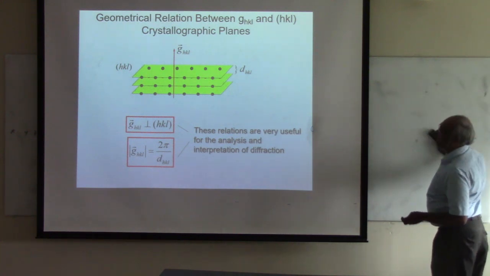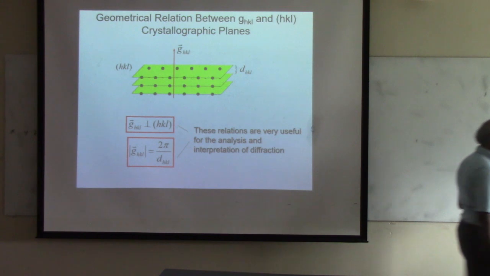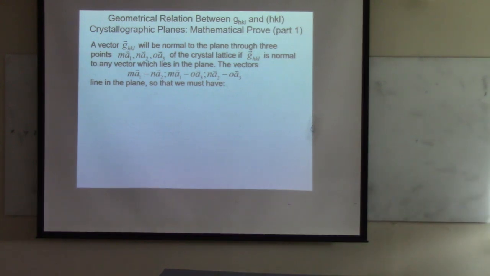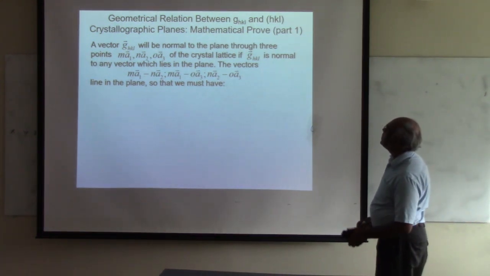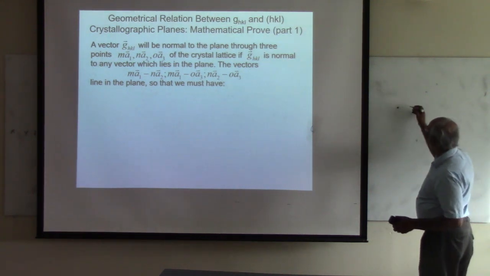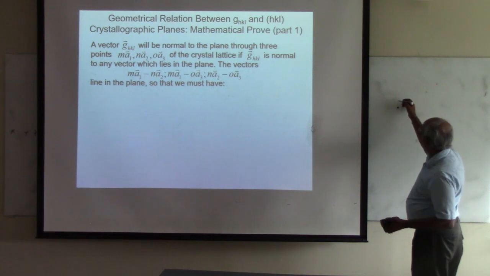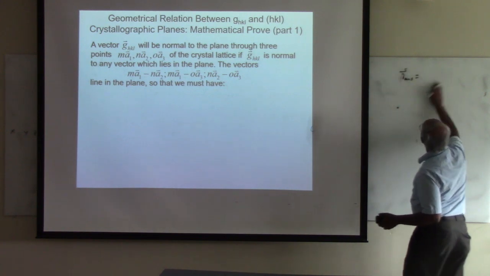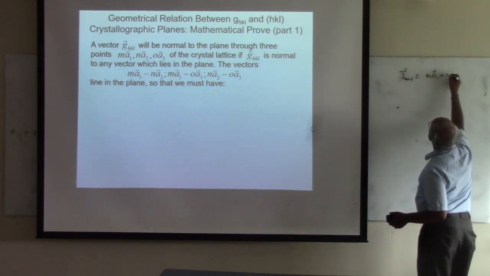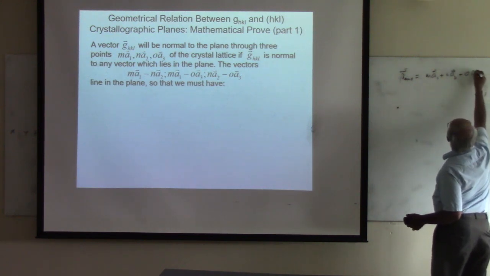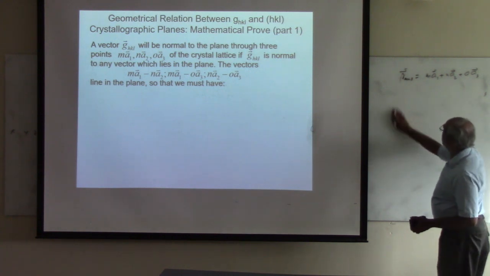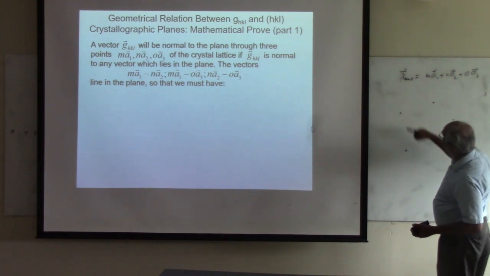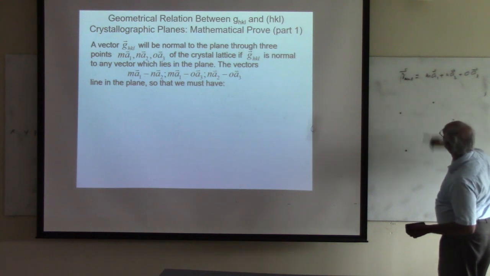Okay, so first let's prove these two relationships. That's very straightforward to prove. First, to show this G_HKL is normal to this plane. Suppose I have these 3 vectors, right? Remember any translation vector is given by M times A1, N times A2, plus O times A3. So if I draw from some origin, we have these points given by MA1, and so on, those 3 points.